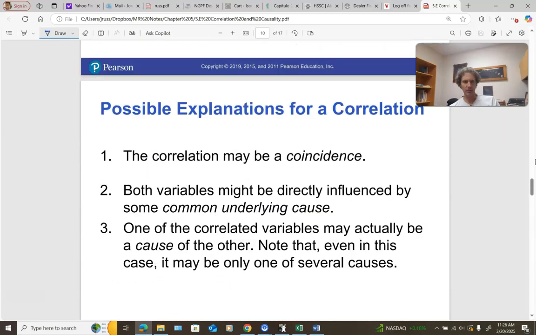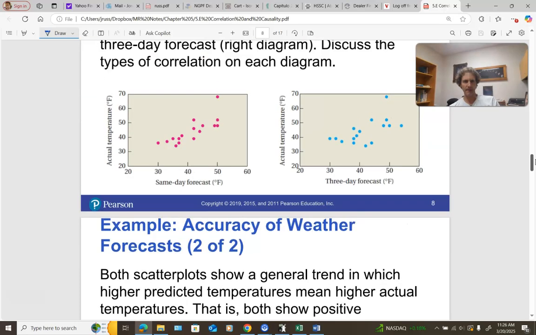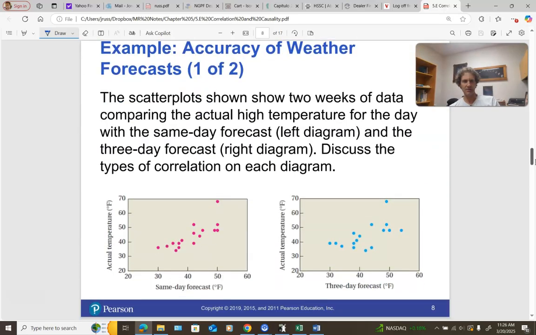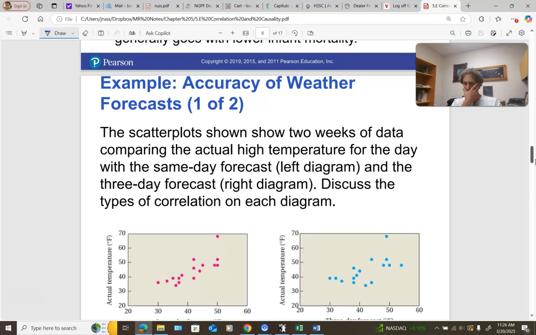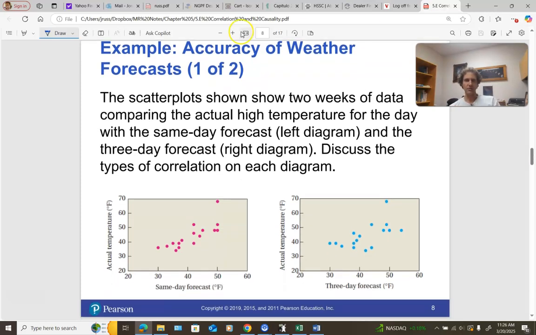I think maybe we'll look at one more example. Let's look at this next one right here, okay? This is an interesting one. So this one is talking about the accuracy of weather forecasts. So we've got two different scatter plots, guys, and well, let's read this first.